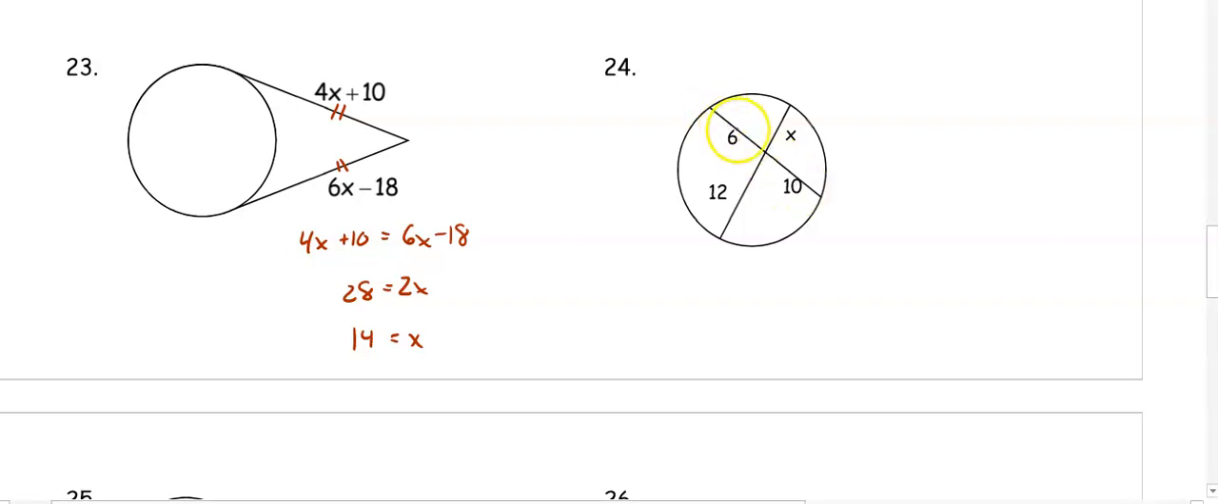In 24, we have a chord problem. So the pieces of each chord get multiplied together. So 6 times 10 is equal to 12x. 60 equals 12x. So x is 5.